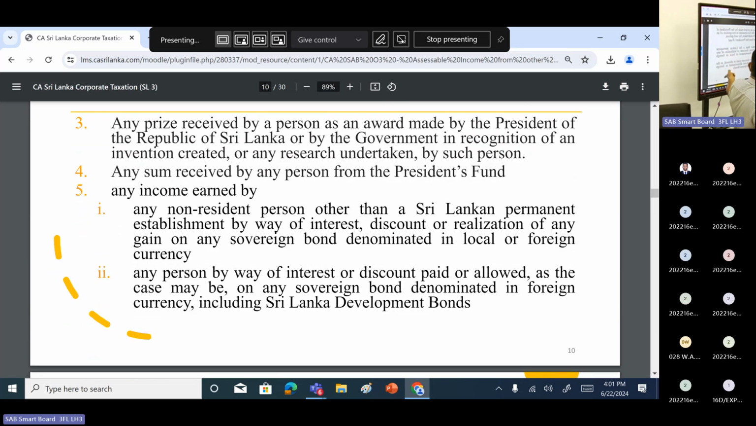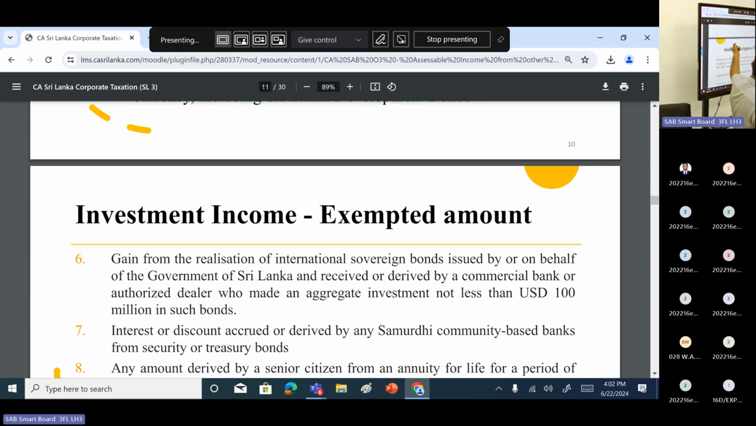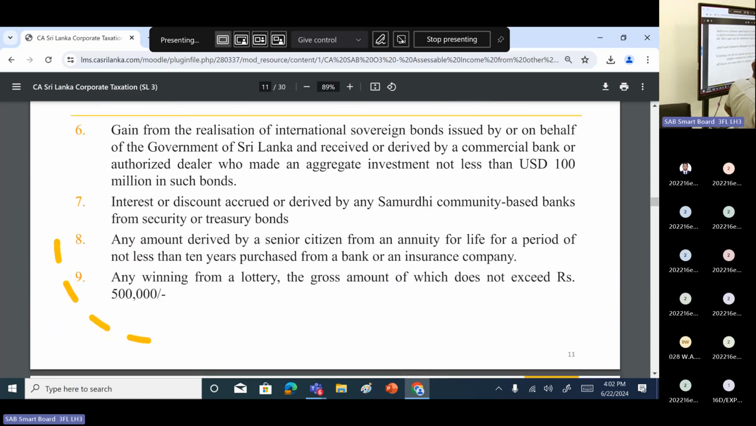Any person by way of interest or discount paid or allowed, as the case may be, on any sovereign bonds denominated in foreign currency, including Sri Lanka development bonds. So that is also exempt. Gain from the realization of international sovereign bonds issued by or on behalf of the government of Sri Lanka and received or derived by a commercial bank or authorized dealer who made an aggregate investment of less than 100 in such bond. Interest or discount accrued or derived by any sum of the community based bank from security or treasury bond.